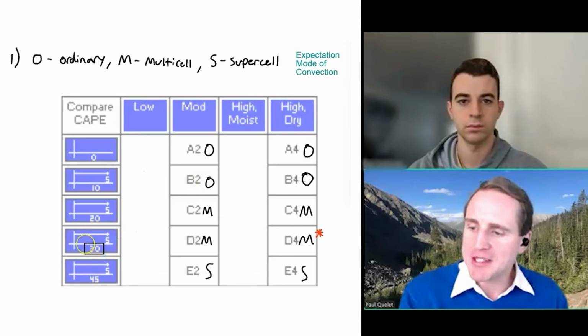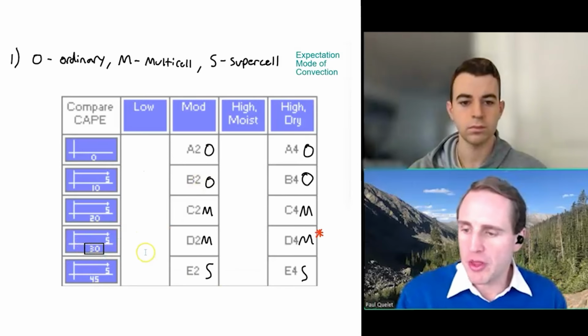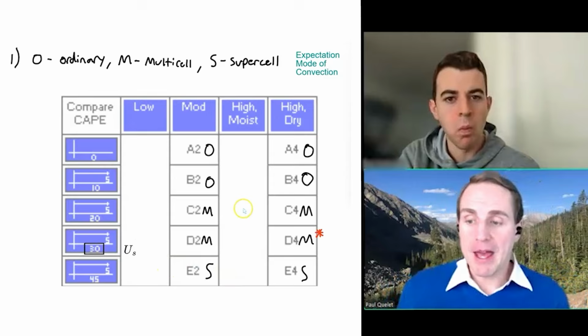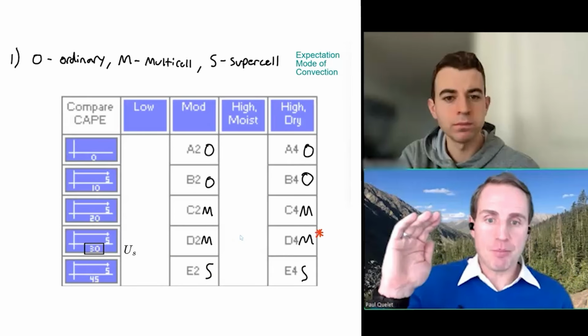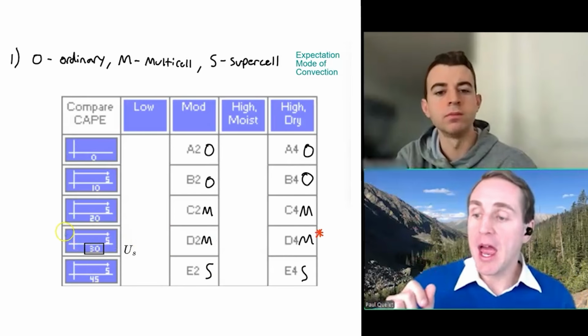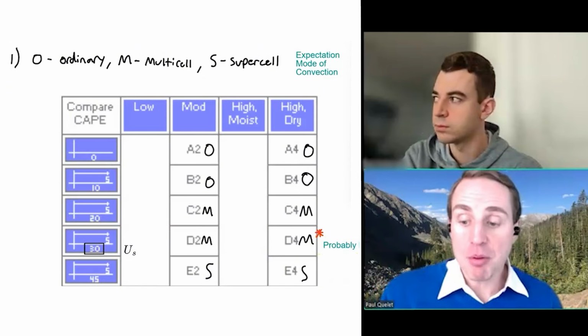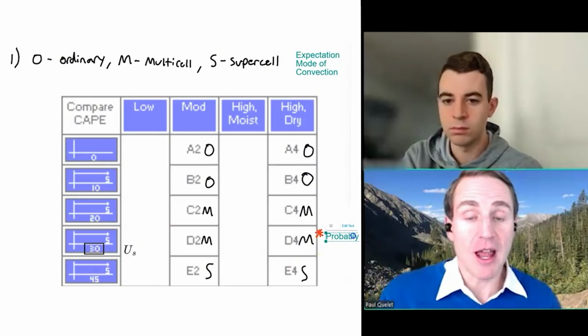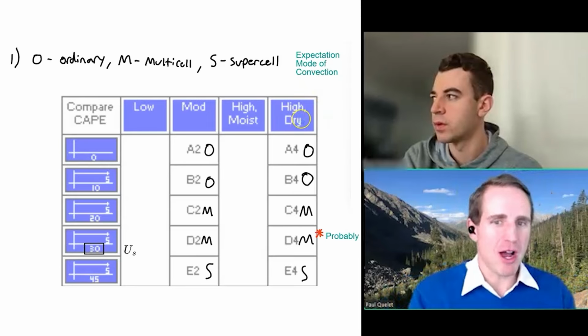So I'm going to suggest that this is 30 kilometers for the US. We would expect, if we've got high CAPE and then dry conditions and then a long hodograph, I'd say probably multicell, because it's straight, not having the rotation, especially with drier conditions.